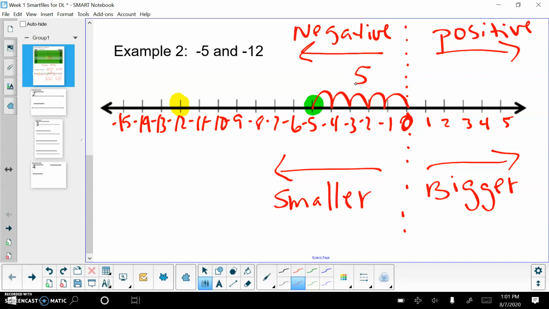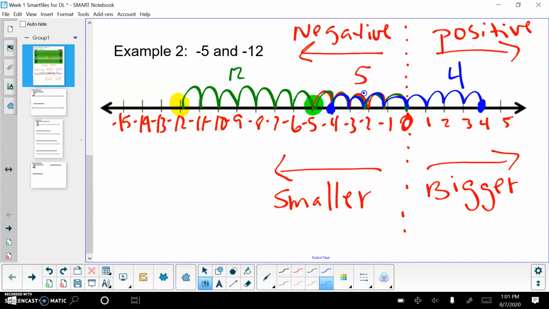-12 was 1, 2, 3, 4, 5, 6, 7, 8, 9, 10, 11, 12 jumps away. But once again, it's to the left, so we say it's -12. So really, a number is just how far away it is from 0. You would expect this +4 over here to be 4 jumps away. 1, 2, 3, 4. But since it's a +4, that means it's 4 to the right. Whereas if I'm talking about a -4, 1, 2, 3, 4 right here, it's still 4 jumps away, but we say a -4 because we went to the left.